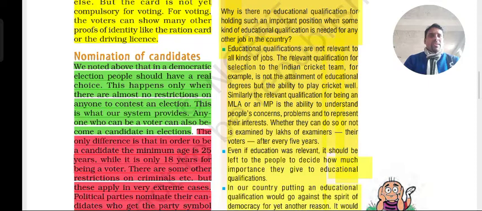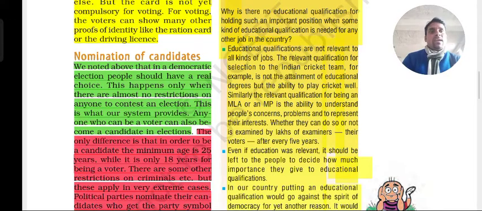If we make a qualification compulsory, it will create a lot of problems, because there are uneducated groups of people and weaker sections of people who may not be educated. If we keep some education requirement, so that only certain educated people can become the leader or the representative, that will create another problem. That is why this system is in place. Even if education were relevant, it should be left to the people to decide how much importance they give to educational qualifications.